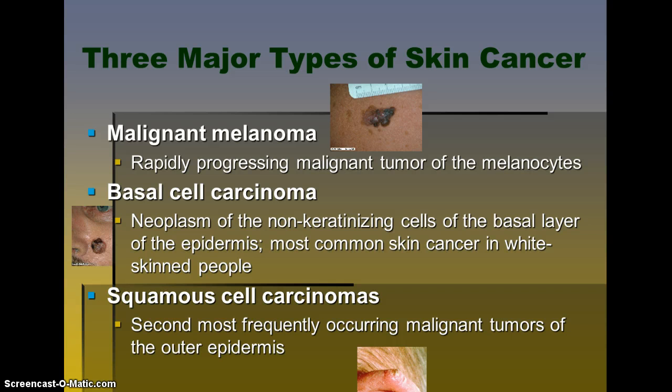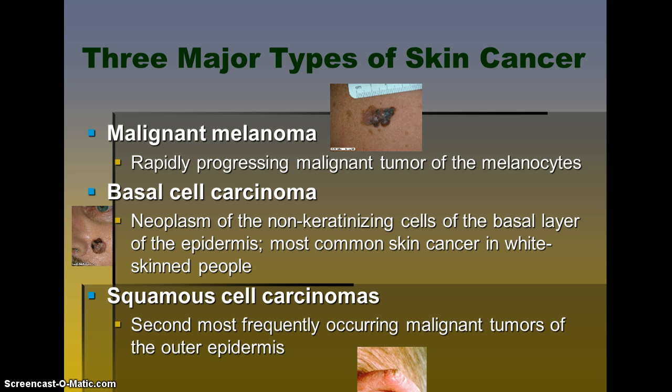And then it's rapidly progressing because it's a melanoma. Basal cell carcinoma is a neoplasm of the non-keratinizing skin cells that we have in the basal layer of our epidermis. So think back to A&P and the different layers of the skin, or the epidermis. This is in the basal layer, and it's the most common type of skin cancer in white skin-toned people.